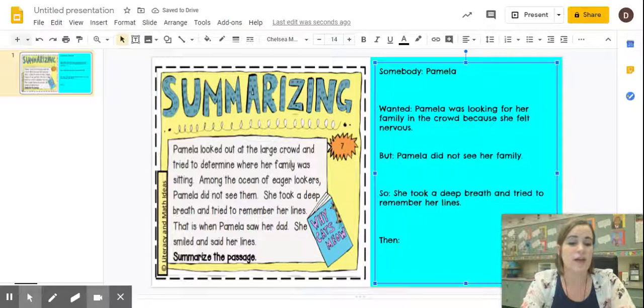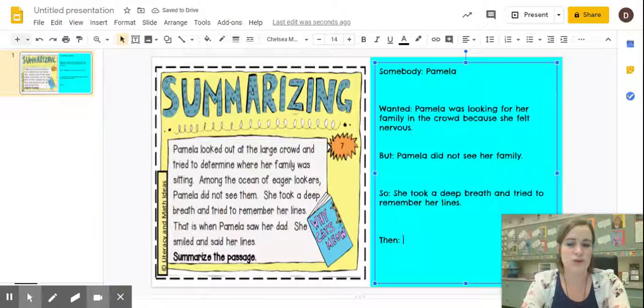Okay. The then part of the somebody wanted but so then is how the problem was solved in the end. Because sometimes the way the character tries to solve it isn't the way that they ended up solving it in the end. So in the end, Pamela sees her dad. She smiled and then she said her lines. She felt much better after she saw her dad.